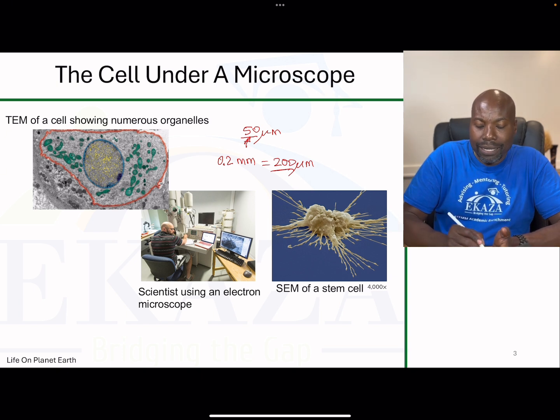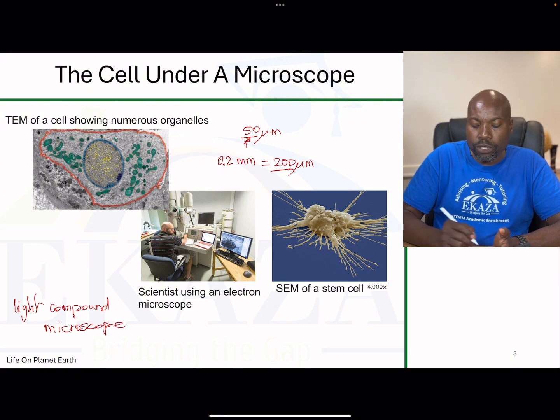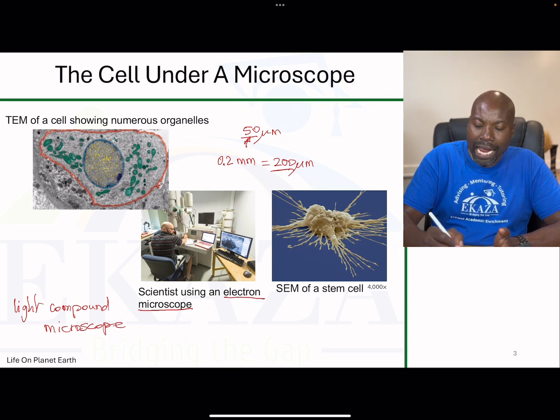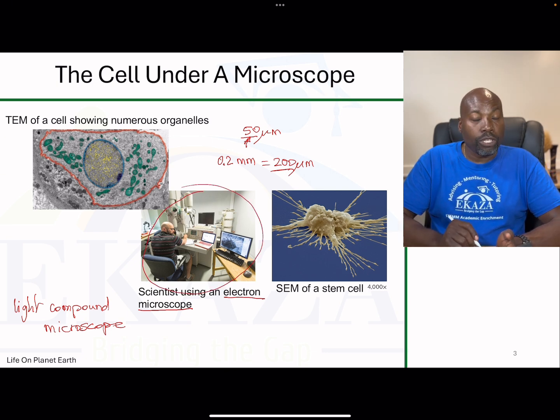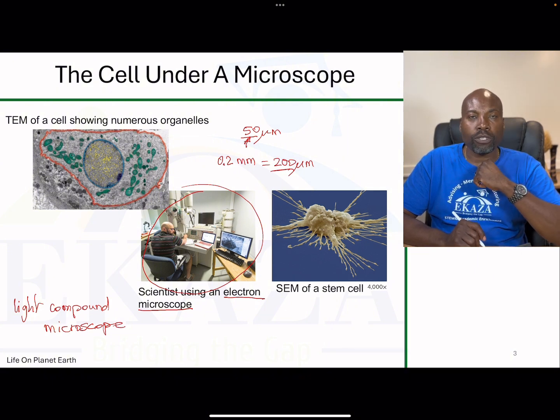One is the light compound microscope, and the second type of microscope is the electron microscope, right? Here we have a scientist actually using an electron microscope. There are two kinds of electron microscope.